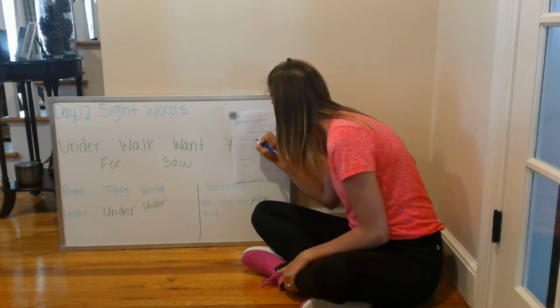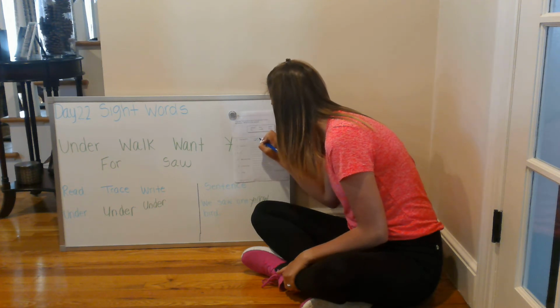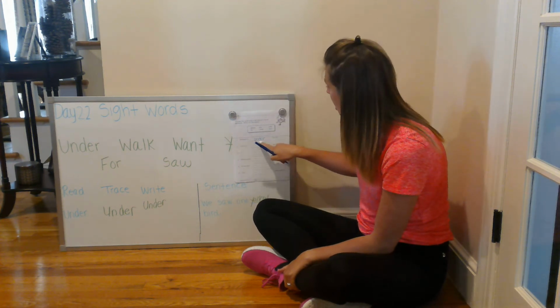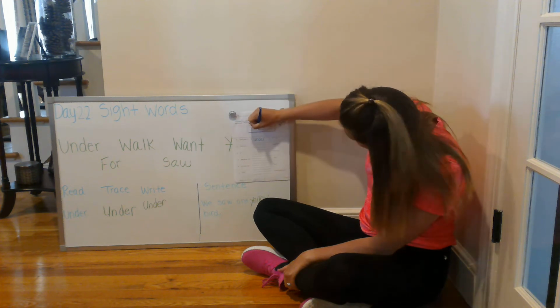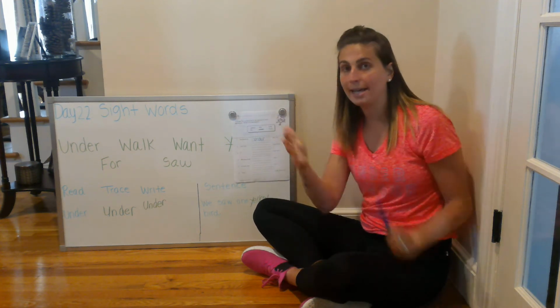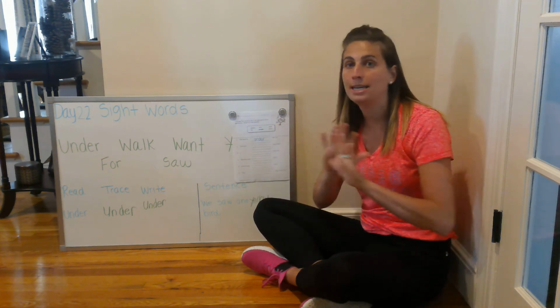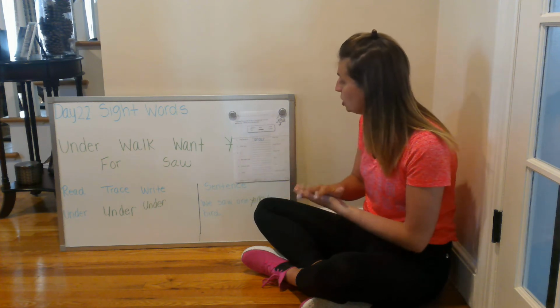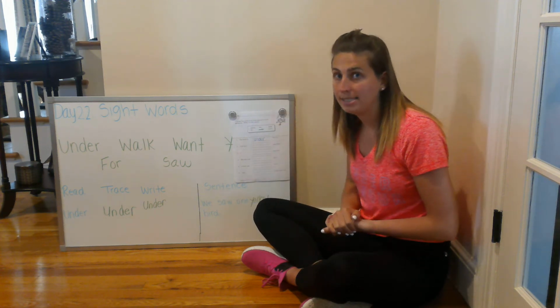So U, N, D, E, R, under. The book is under the hat. So now I'm going to cross off the sight word under from my word bank, which shows me that that sight word has been used and is not to be used again. You would repeat the same process that we just did for the next 5 sentences.